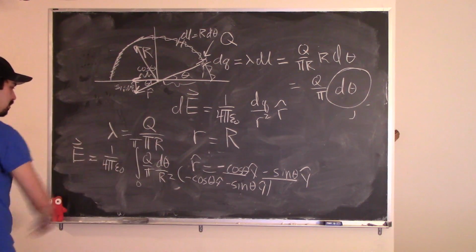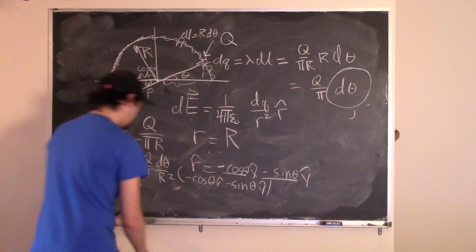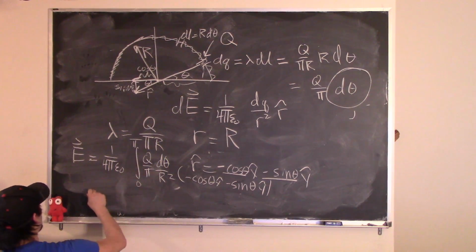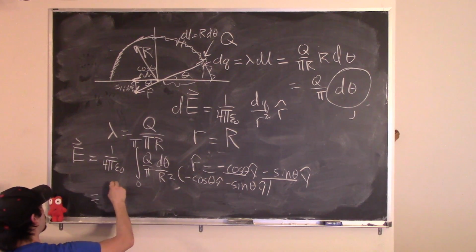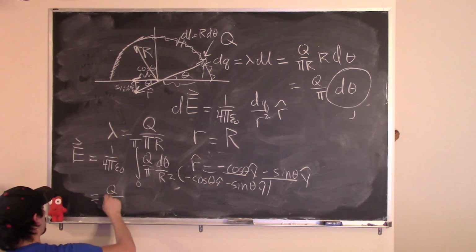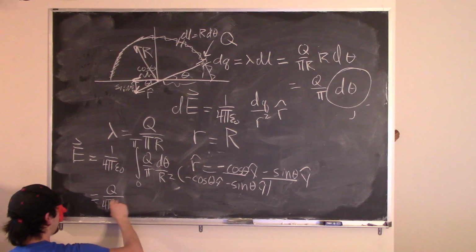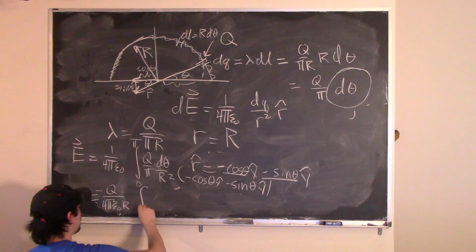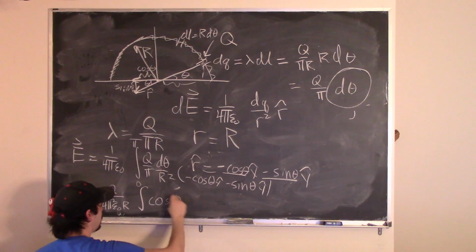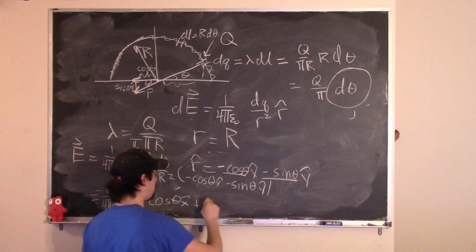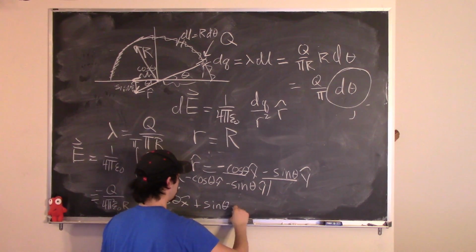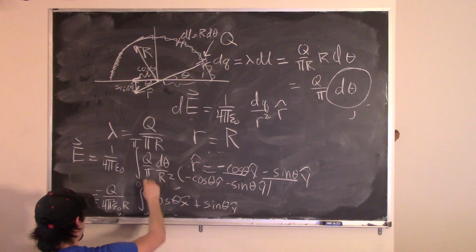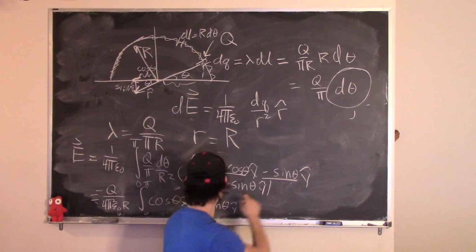So let's pull out some of the constants here and then do the integral. What we end up seeing here is this is going to be equal to q divided by 4 pi squared epsilon naught r times, with a negative sign, the integral of cosine of theta x hat plus sine of theta y hat from 0 to pi. Okay, so let's do this integral.